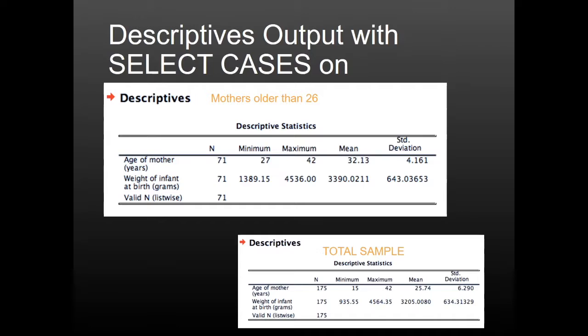Then for the weight of the infant at birth, the mean value now is 3,390 grams as opposed to 3,205 in the total sample. And the standard deviation is 643 grams instead of 634. Also, the mean age of the mothers in the selected cases procedure is 32, whereas the mean in the total sample was 25. So just seeing the differences there of what selecting certain individuals shows. You will have to do this in your homework.